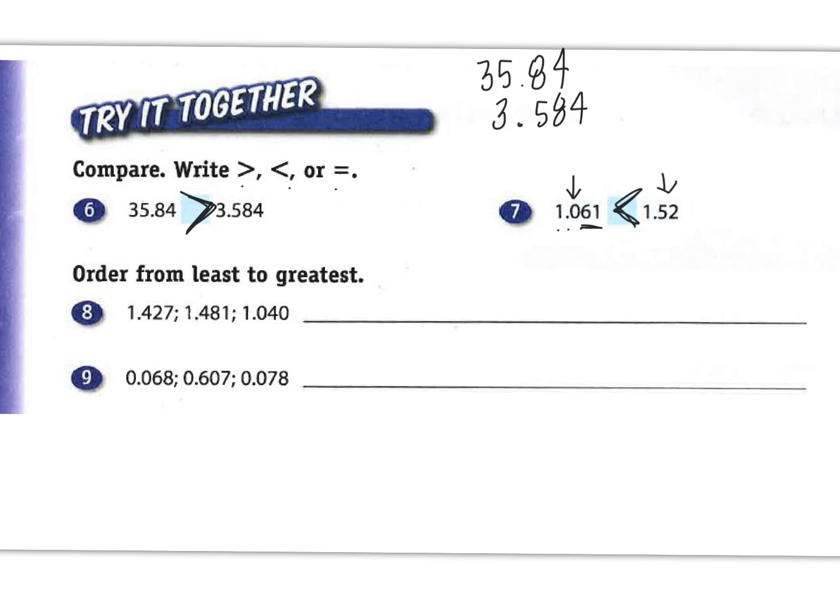Here again, we're going to order from least to greatest. Well, they all have 1 in the 1 spot. 2 of them have a 4 in the tens, but this one does not. So that one is the lowest, 1 and 40 thousandths. Then we're going to go to the tens place. Well, we can see that this one, 1 and 427 thousandths, is the next greatest, and then the greatest one is 1 and 481 thousandths, because that 8 is greater.